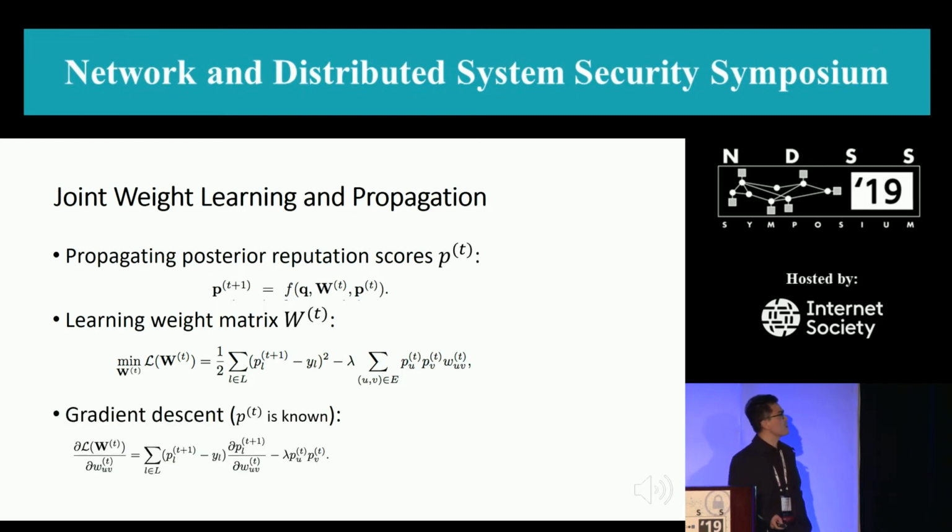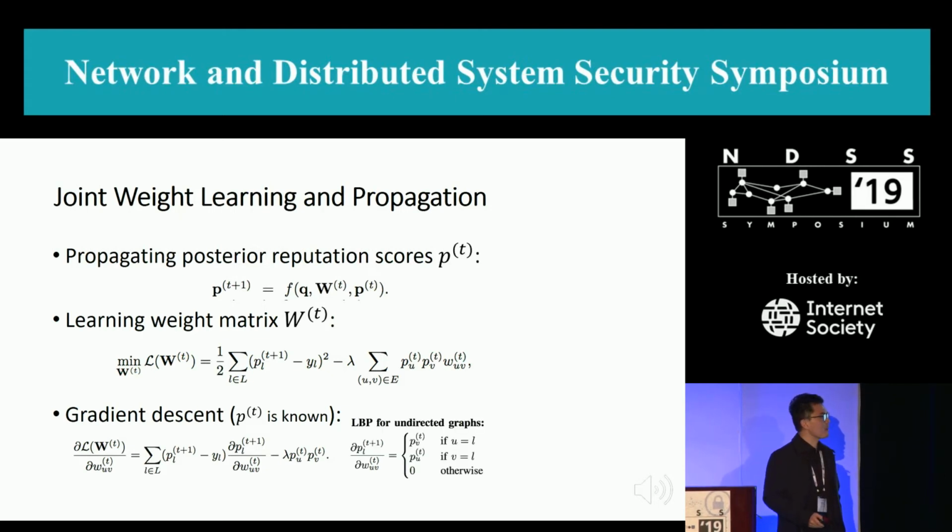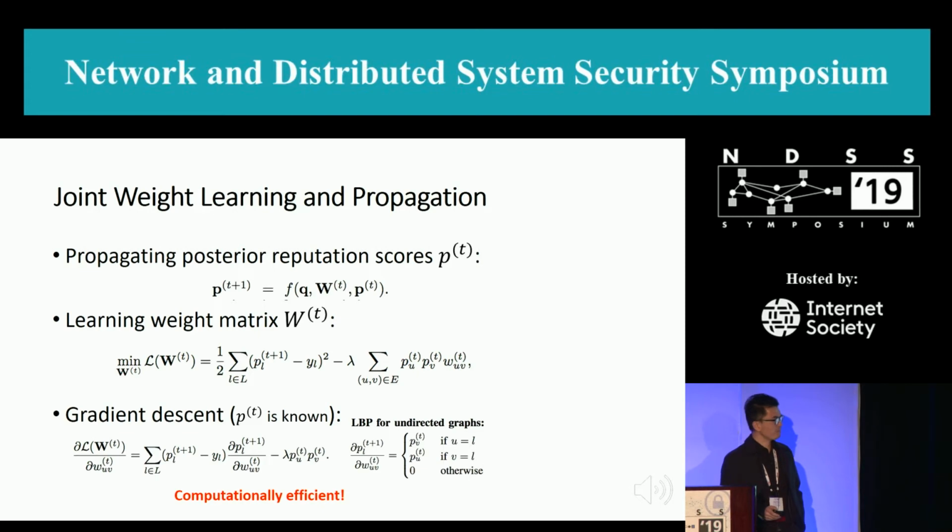And then similarly, we use the gradient descent technique. We also use some calculation, and we found that the derivative of the posterior score with respect to the edge weight is Pt. Pt here, you see, is known. So in this way, it is computationally very efficient.